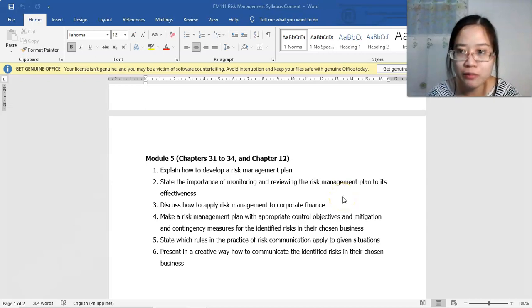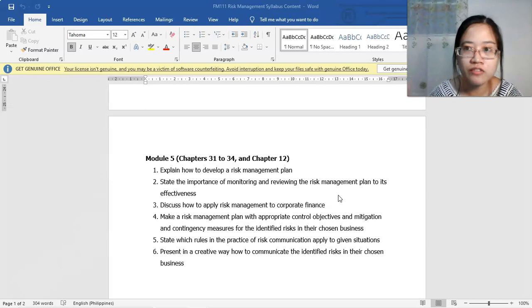So, you have as a final output then, dito sa subject na risk management, you'll be submitting a paper na risk management plan. So, you have doon yung risk management process. So, you have the, of course, the objectives, and then the identification, risk identification, and then you have your risk monitoring, and then you have your evaluation.